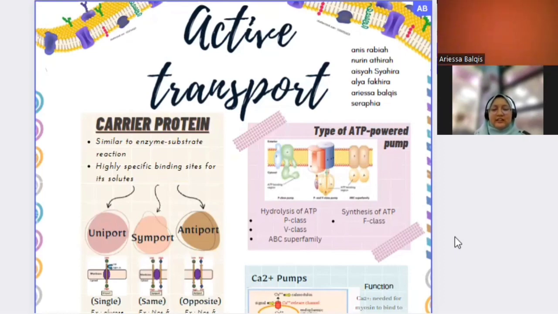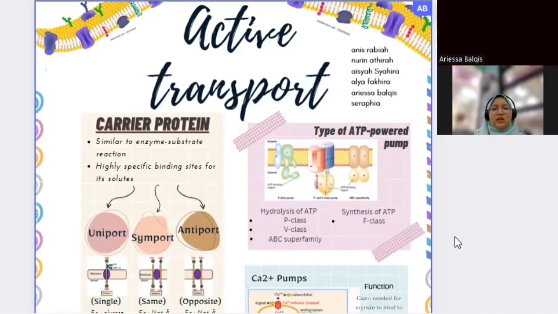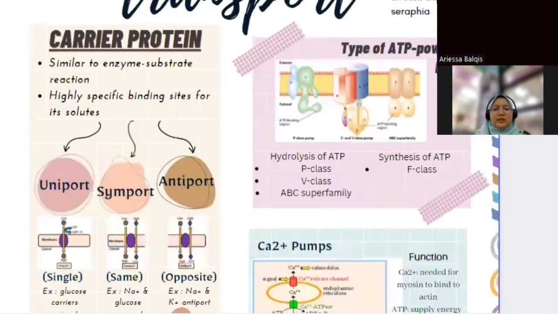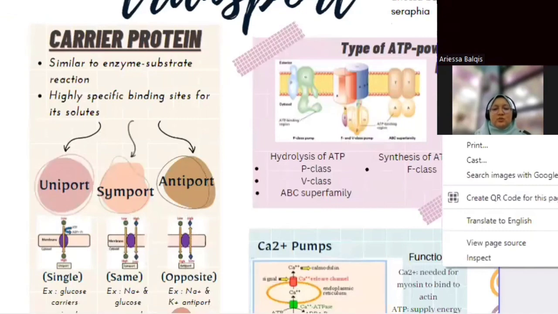There are three types of carrier-mediated transport, which are uniport, symport, and antiport. Uniport transports a single solute from one side of the membrane to the other, and it is classified as primary active transport if it uses ATP. For example, the glucose carrier uniport transports glucose from the extracellular fluid into the cytosol.